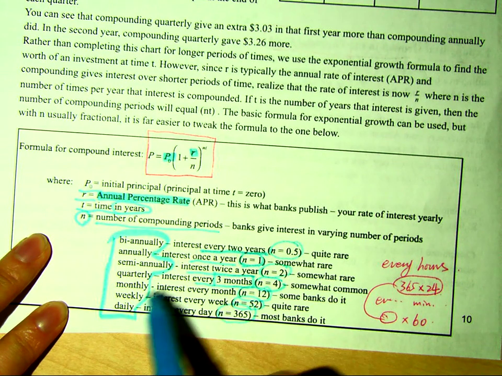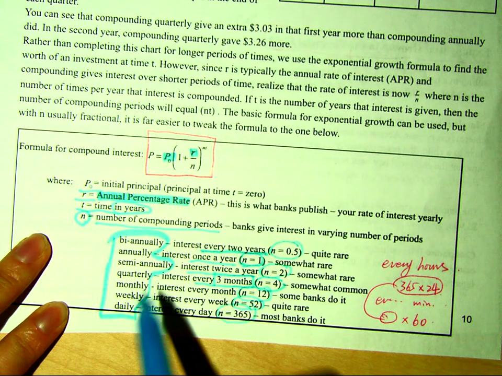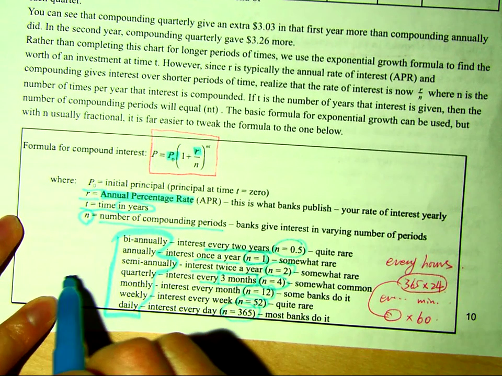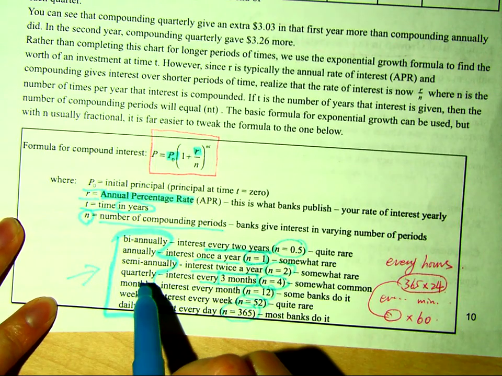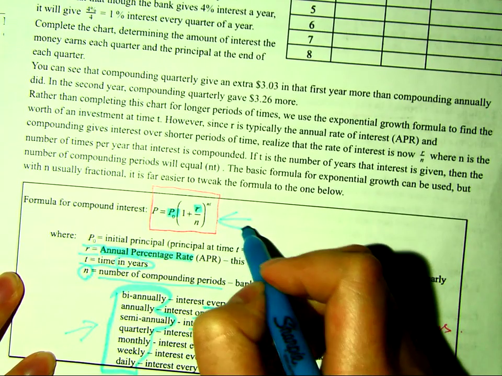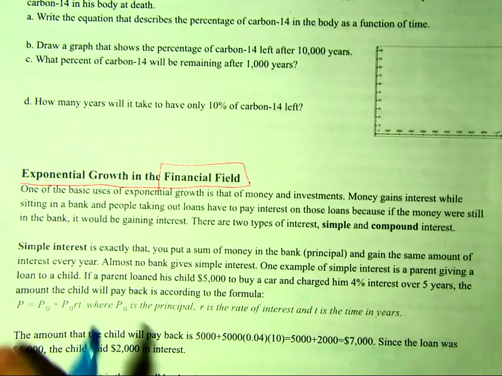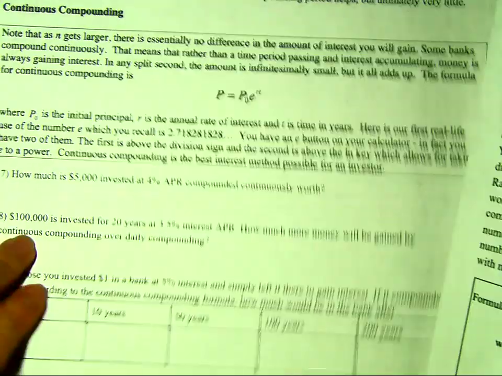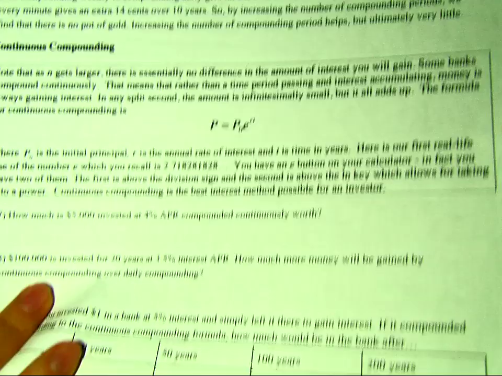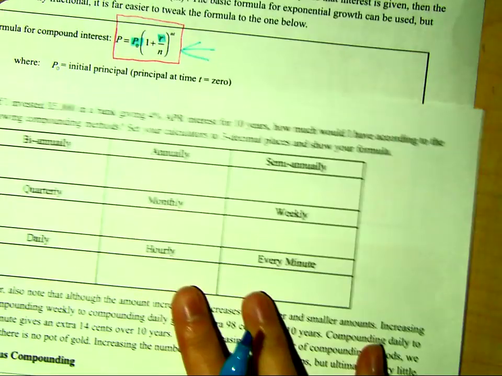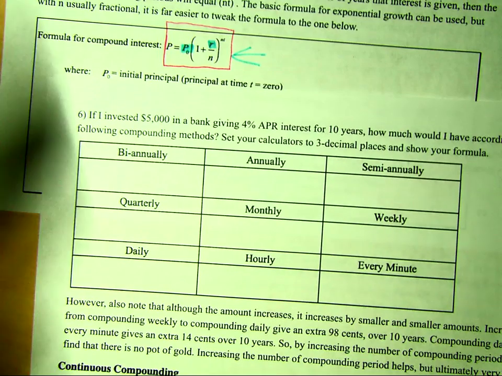Biannually, annually, semi-annually, quarterly, monthly, weekly, daily. You do need to know this. This won't be given on the test, but this formula will be given. Let's do one question. Leave the formula here. So next page.